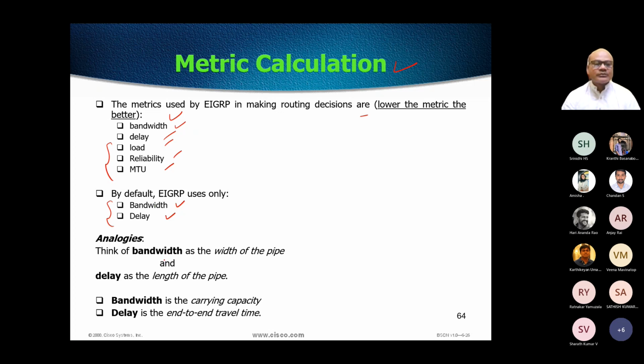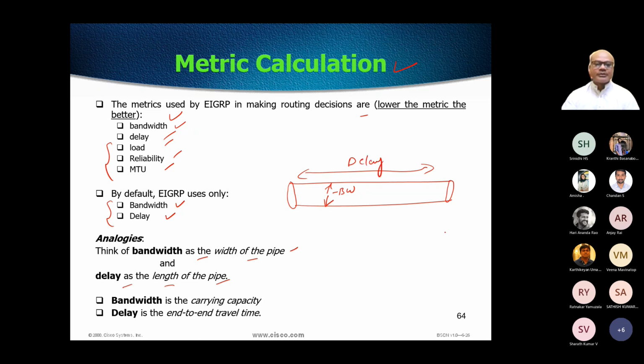So what is bandwidth, guys? Bandwidth is nothing but the width of the pipe, and delay is nothing but the length of the pipe. So this is the pipe; this is your bandwidth, and this we call your delay: how long it has to reach.